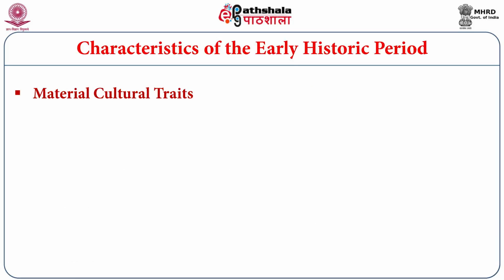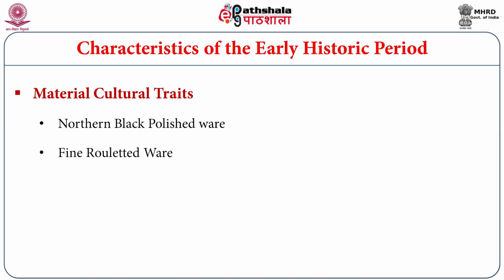Coming to the early historic period, we have a lot of evidence for material cultural change. New material like northern black polished ware, which came from northern India, occurs at several sites. And then fine rouletted ware and the introduction of brick architecture. We have very well planned towns or cities developing in the early historic period.